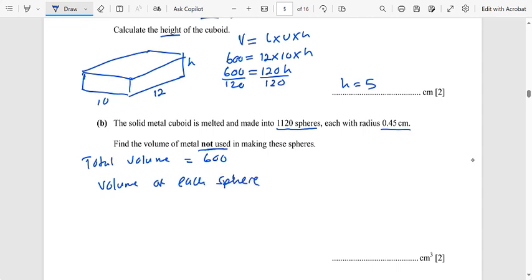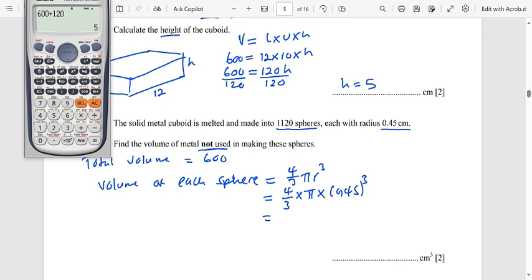So the volume of each sphere will be equal to 4 over 3 pi r cubed. If you're not sure about the volume of the sphere, you can visit the second page, which has got the list of formulae which you can use. So this is 4/3 times pi times the radius of 0.45, then cubed.